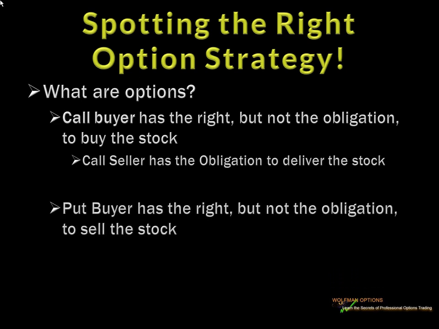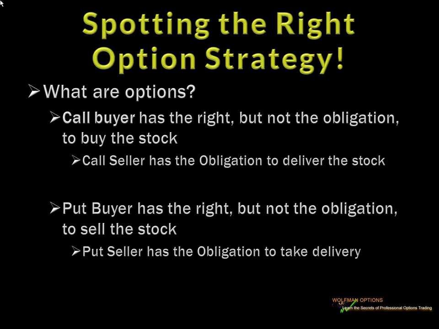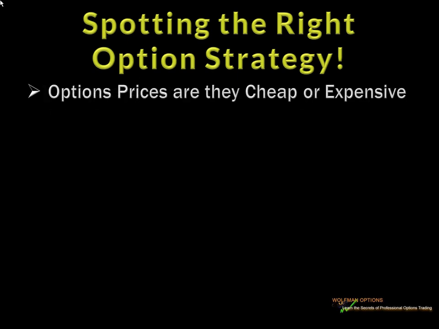On puts, if you're a put buyer, that gives you the right but not the obligation to sell stock, or to short that stock at that strike level. Whereas the put seller has the obligation to take delivery, meaning he has the obligation to buy at that strike. So when you are a buyer, you have to give away money in order to receive that right. And when you receive that money, you give that right. So there's always a give and take with options. We're going to be using both of these; we're going to be buying one and selling one today. We'll talk about this a little bit more as we go along.